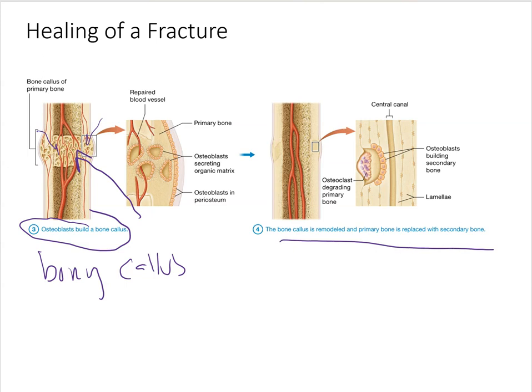The bony callus is then remodeled and removed. So if you have an x-ray with a bony callus, you'll see it sticking out. It'll look a little thicker for a little while, but eventually bone remodeling happens and the osteoclasts break it down and the osteoblasts build fresh bone so that you would look at an x-ray and you would never know the bone was actually fractured.